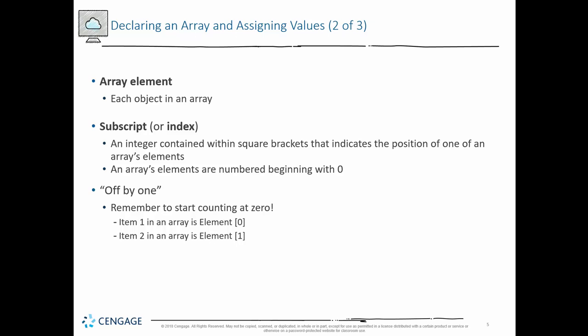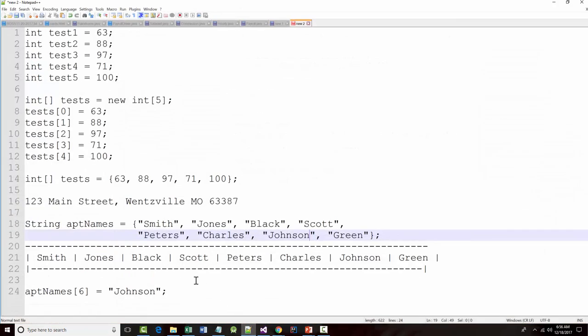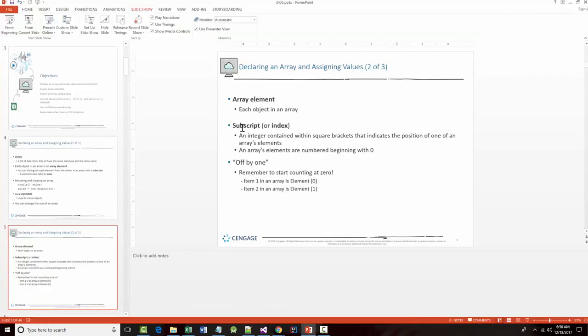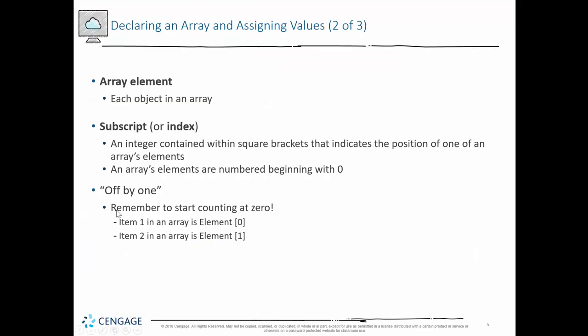It's referenced using what's called a subscript or an index. You start counting at 0. So in the example that I gave you, I just want to show you how this would be read. This would say APT name sub 0 equals Smith. APT name sub 1 equals Jones. APT name sub 2 equals Black, etc. And the last one would be APT name sub 7 equals Green. Sub is short for subscript. That's normally the way that they're read. Remember to start at 0.